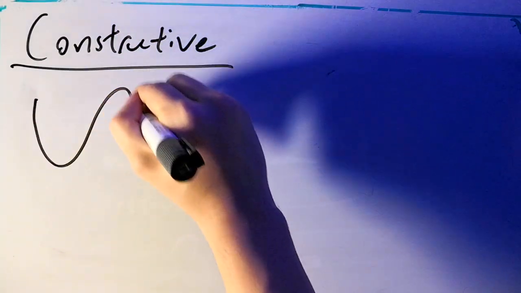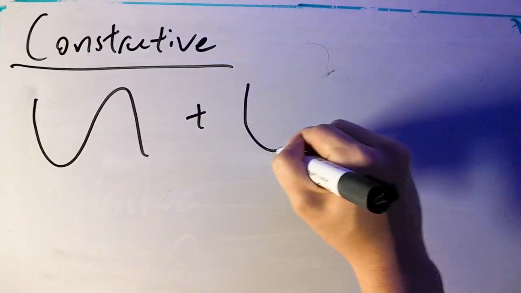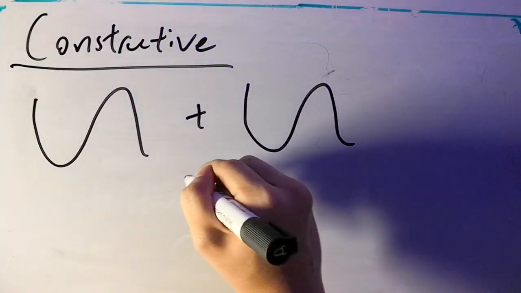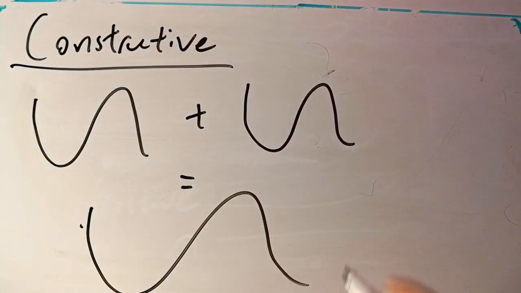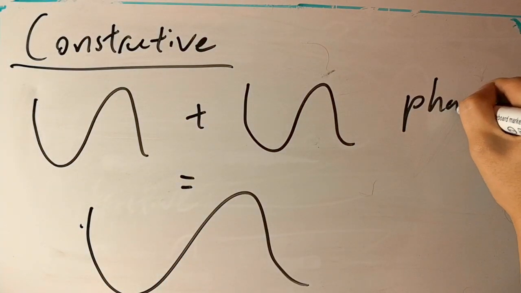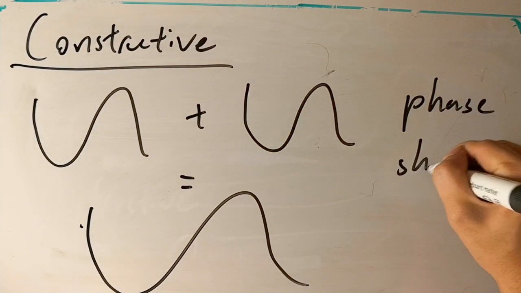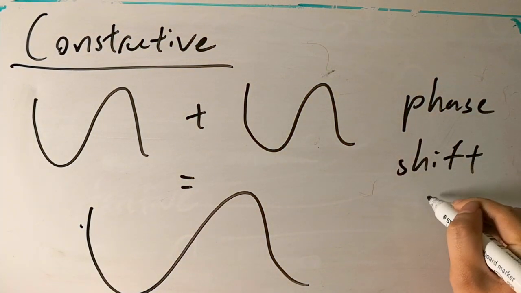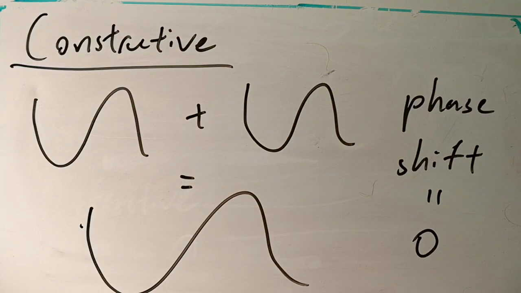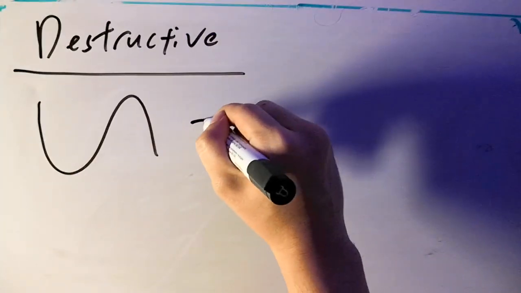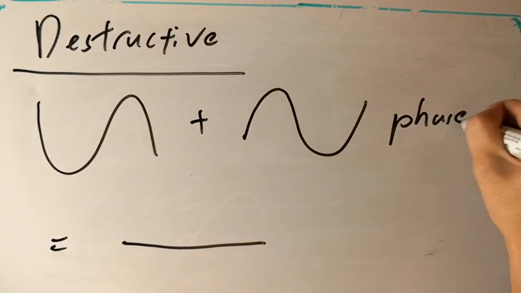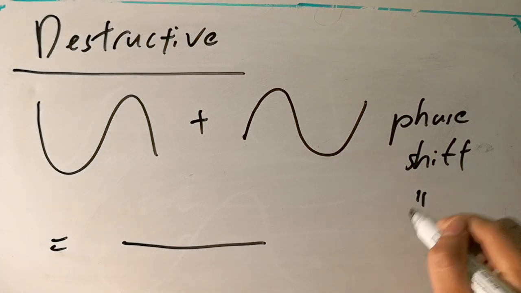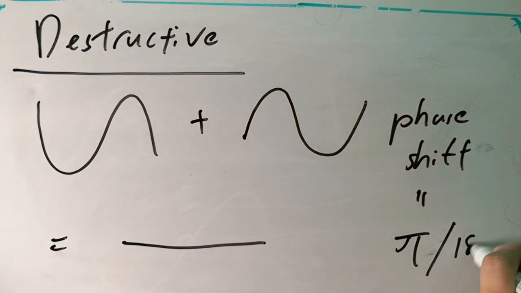If we had two identical waves with the same phase, which means they have the same amplitude for the same value of x, the sum of the two waves will essentially have its amplitude doubled at every point, and that's called constructive interference. While for destructive interference, the two waves would have a phase shift of pi, which means that they are essentially inverted, so at every point of x, the first wave will be countered by the second wave.